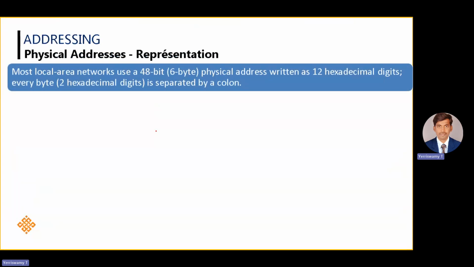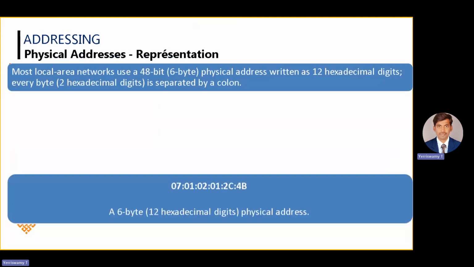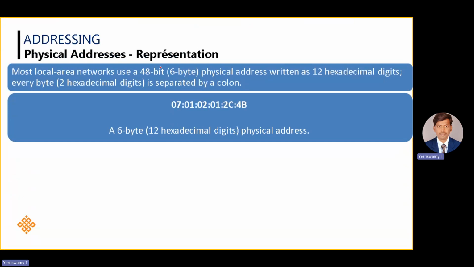How to represent this MAC address? Here I have written clearly. The 48 bits is nothing but 6 bytes, so we use 6 blocks. Here you can see one of the MAC addresses with 6 blocks separated by colons. 07 is one block, 01 is another block. Like that we have 1, 2, 3, 4, 5, 6. We are representing it in 6 bytes. Each physical address is written as 12 hexadecimal digits. If you count 1, 2, 3, 4 like that, in total there will be 12 hexadecimal digits.